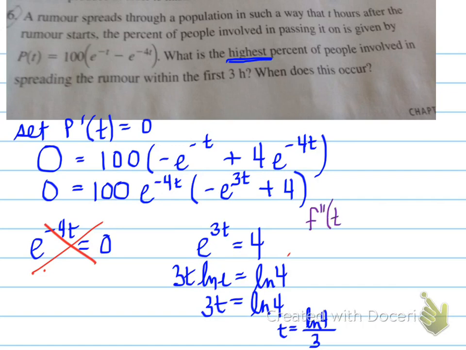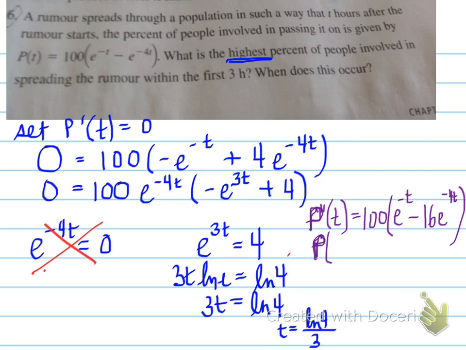The second derivative, so this is P double prime of t. We're going to take the derivative of this one here, folks. So the derivative of this is 100 times, a negative and a negative make a positive, e to the negative t. And this will be negative 16, because we're bringing the negative 4 down, negative 16 e to the negative 4t. Well, we test the derivative at that value that we found earlier.